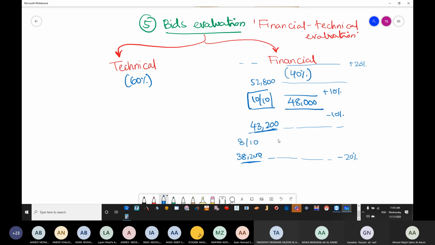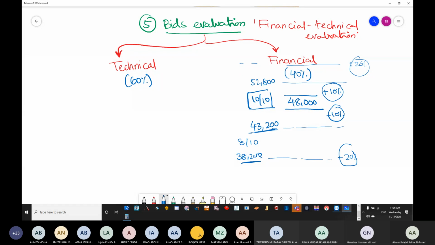Once again, these percentages, 10%, 20%, they vary from one entity to another entity. Either they go by percentage or they go by value. So if you are more by 2,000 or less by 2,000, that can be used as well. But is it clear, the fundamental?